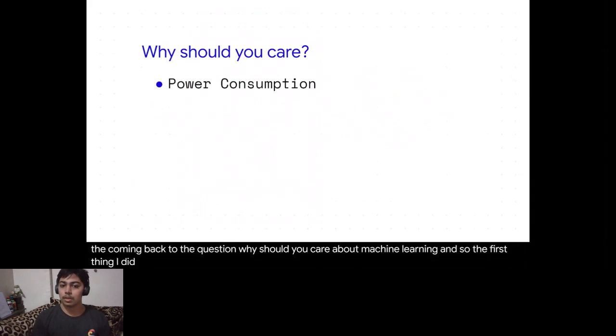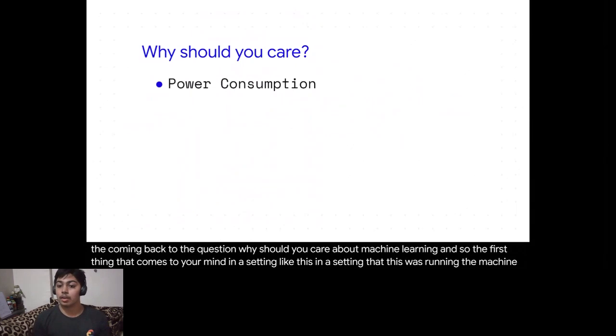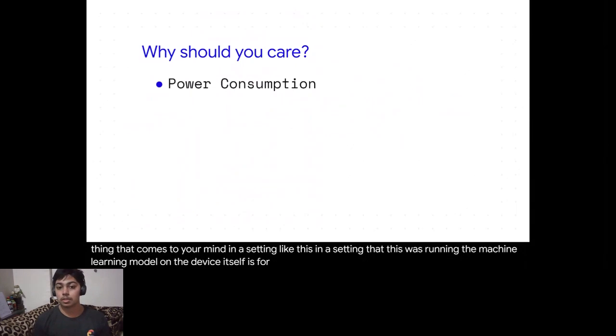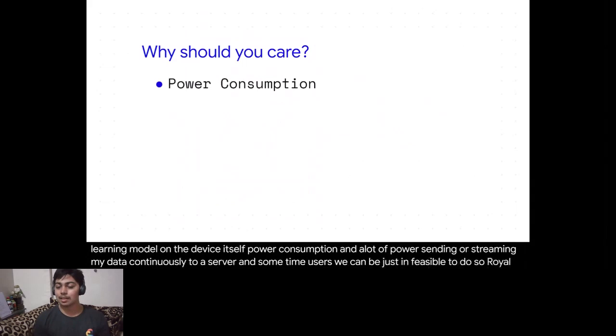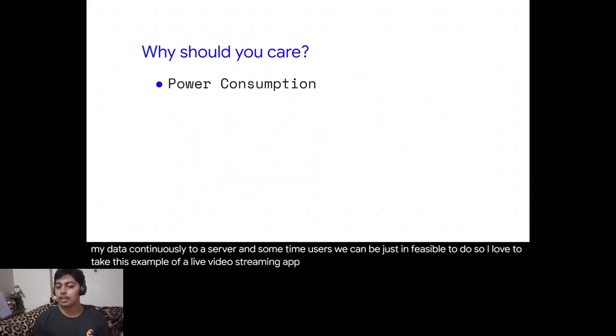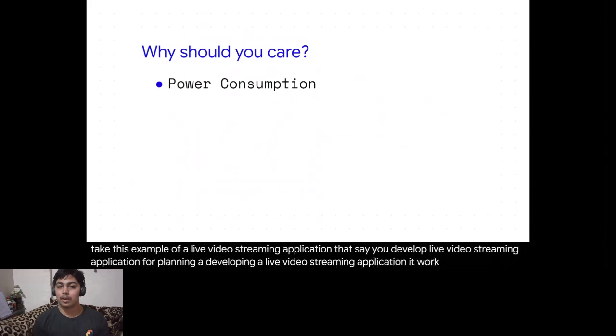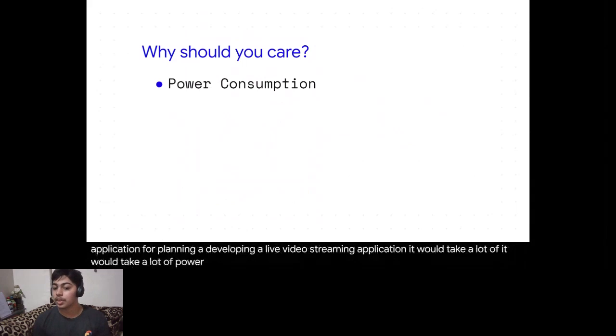The first thing that would come to your mind in a setting like this, which is running the machine learning model on the device itself, is power consumption. I spend a lot of power sending or streaming my data continuously to a server. And sometimes this becomes just infeasible. So I love to take the example of a live video streaming application. Let's say you developed, or are planning on developing, a live video streaming application. It would take a lot of power to continuously send a high quality live video stream and then receive the outputs. So this is something you would want to consider.